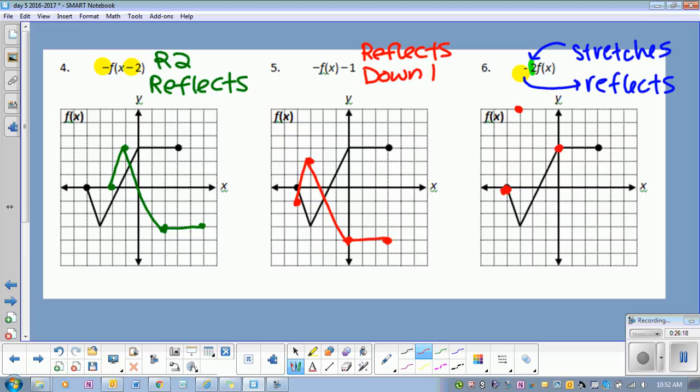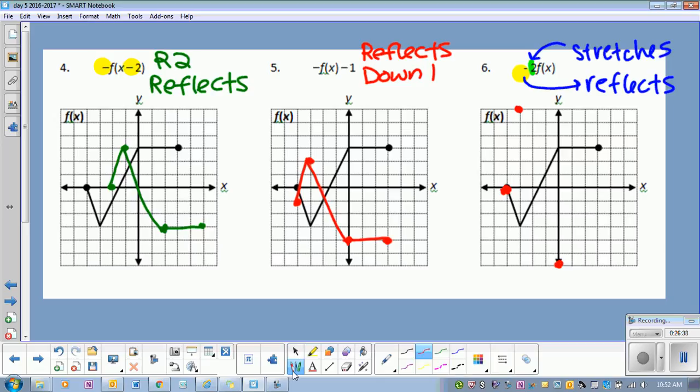So then I'm going to take this guy, and if this guy is 1, 2, 3 up, then I have to go, what's 3 times 2? 6. So 6 down. 1, 2, 3, 4, 5, 6 down. Wow. You see how it stretches right now? Yeah. See how far it is.